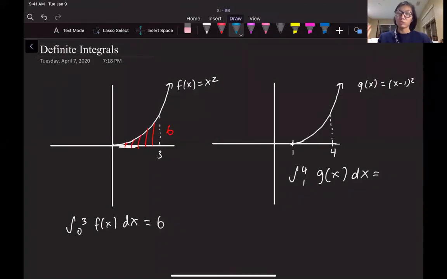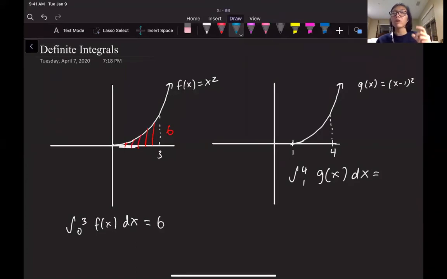If you remember your transformations, if you have something inside the parentheses, you're moving left and right. If it's a minus whatever, you're moving to the right. If it's a plus whatever, you're moving to the left. In this case, we have a -1 inside, so we're moving 1 unit to the right. Since I've only moved my graph 1 unit to the right, my area doesn't actually change. I haven't done anything that would affect the area. If I shrunk the graph or made the graph wider, those would affect area.